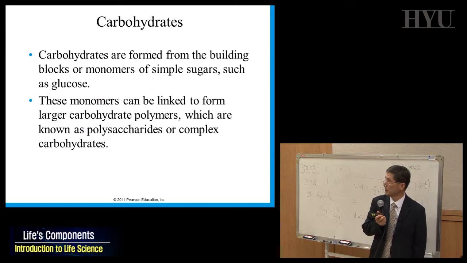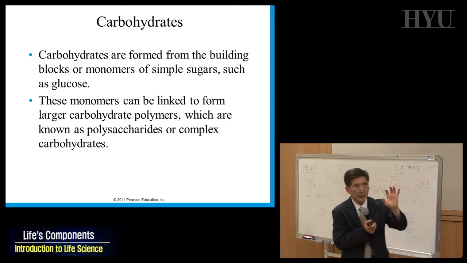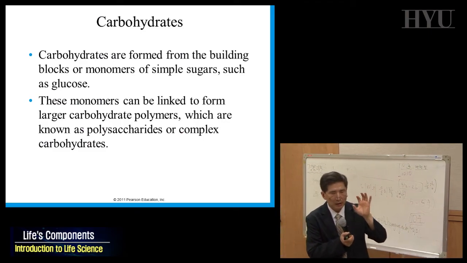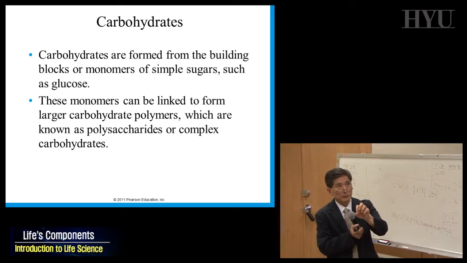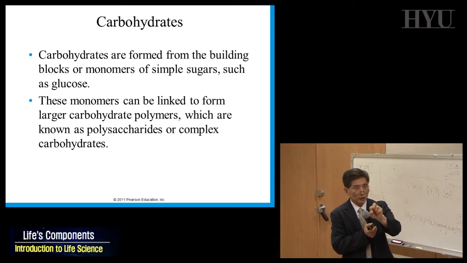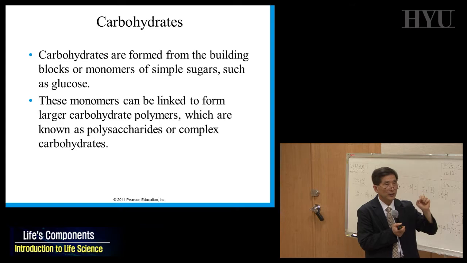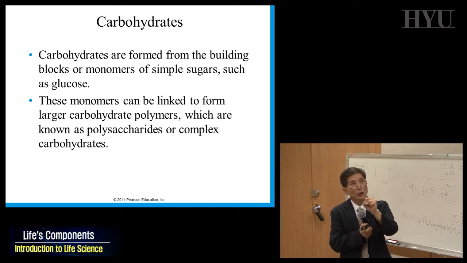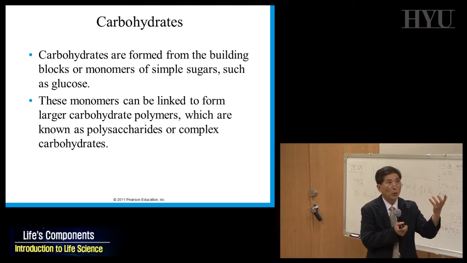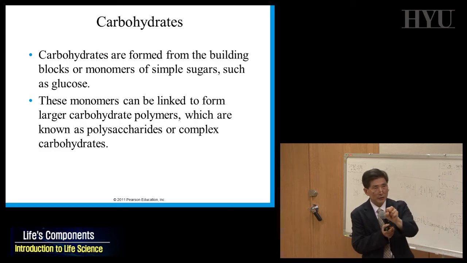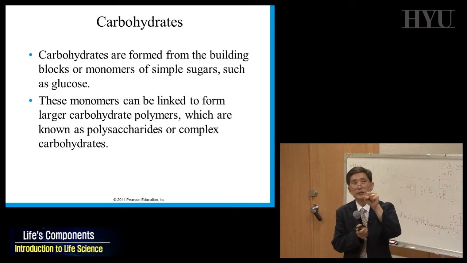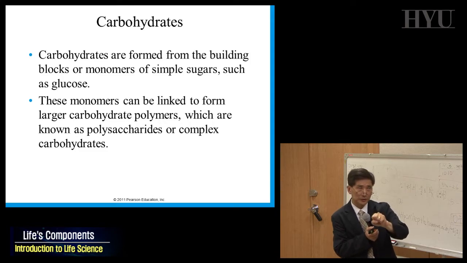Carbohydrates are formed from the building blocks, the monomers, of simple sugar. The first characteristic of carbohydrate is it has a building block. What do you mean by building block? You start with a small molecule, you put them together, and you can make a big one. You start with a smaller one, we call it a monomer. You put many together and you become a polymer. What is the starting material? It's simple sugar. Glucose is the building block of carbohydrate.